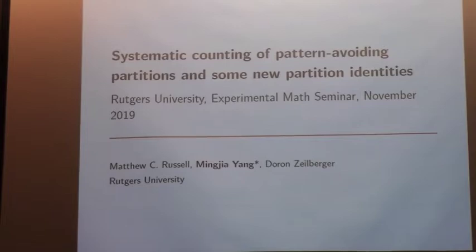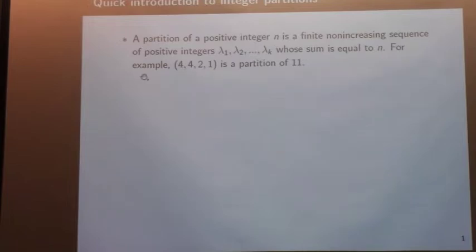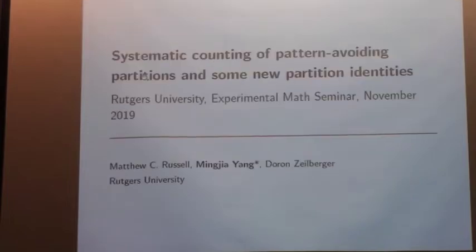Okay, so hi everybody. Thank you for coming to my talk. As Yuna mentioned, today I'm going to talk about systematic counting of pattern avoiding partitions and some new partition identities. This is joint work with Matthew Russell and Dr. Lee.